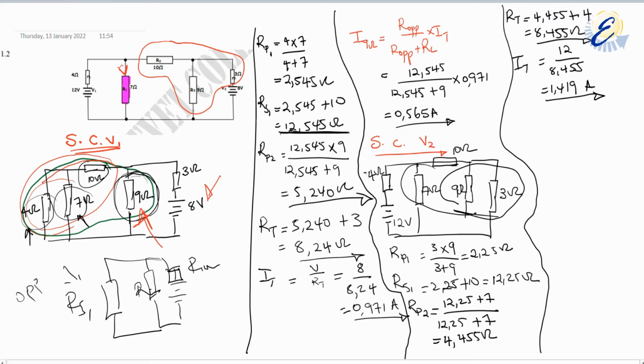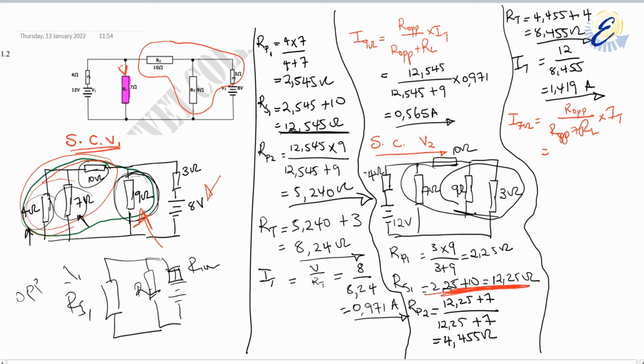So when we subject those ones, we are going to say I7 ohms is equal to R opposite divided by R opposite plus R load, multiplied by IT. What is our opposite now? Our opposite will be RS1.